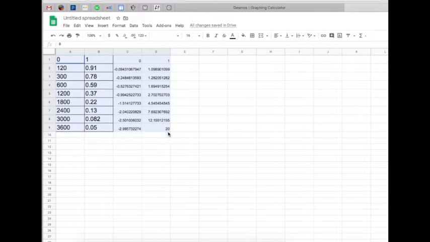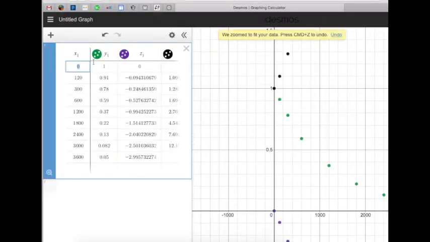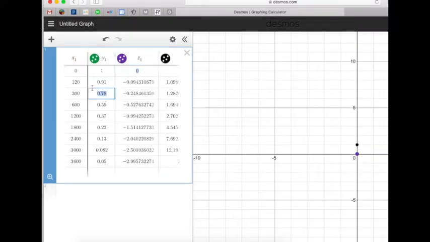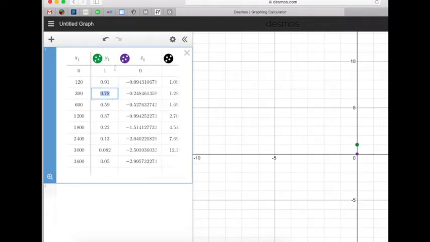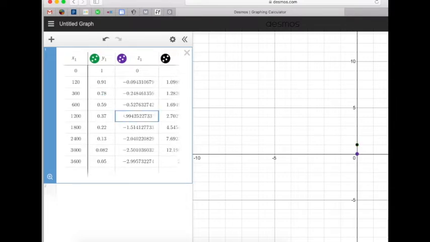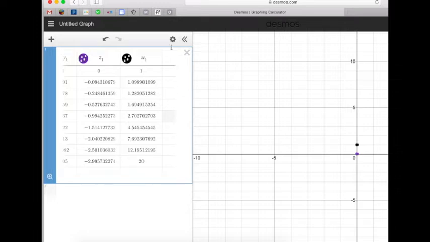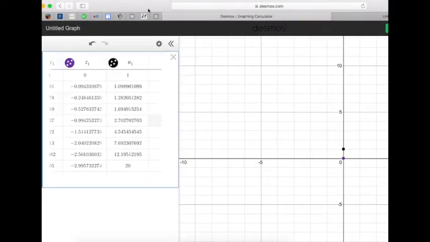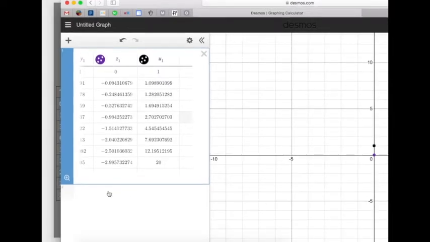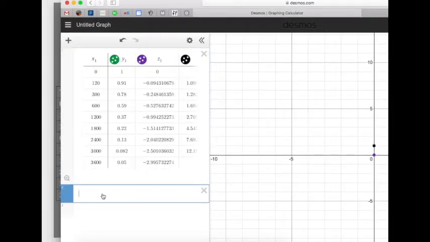I can copy this whole thing and paste it into Desmos. Okay, so now it has time data. Y1 would be concentration data. Z1 would be natural log of concentration. And U1 would be what it's calling my 1 over concentration. So what I can do is now try to run some tests.